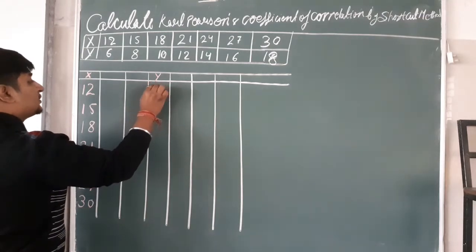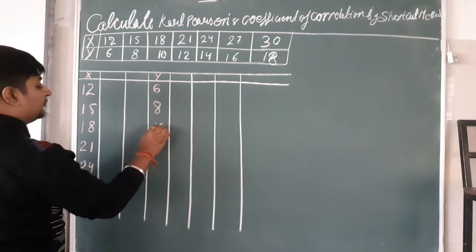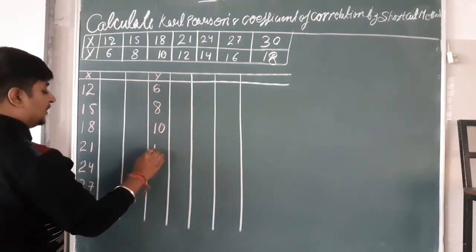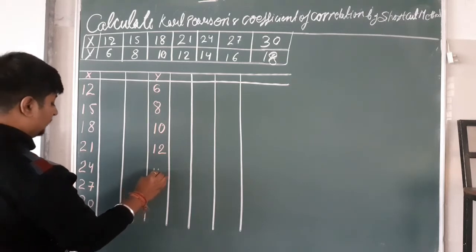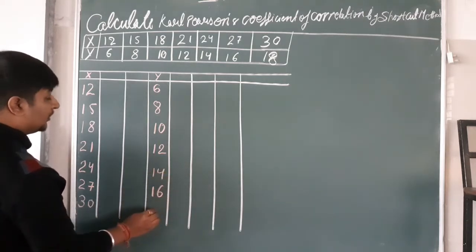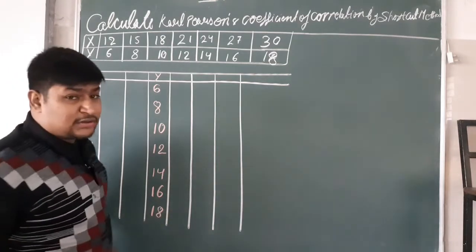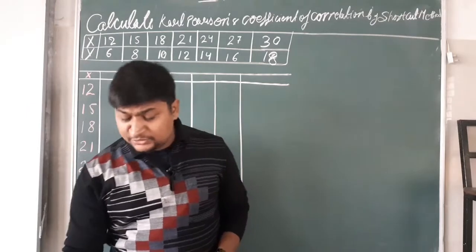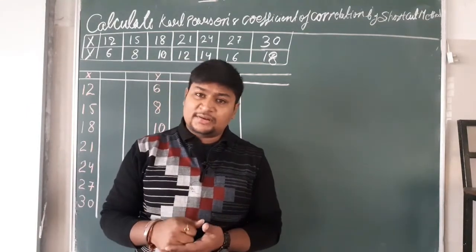We have 6, 8, 10, 12, 14, 16, and after that 18. So this is the part of the question which we have copied, right? ये question है जो हमने copy कर लिया.